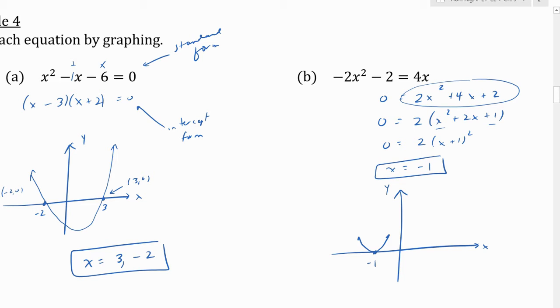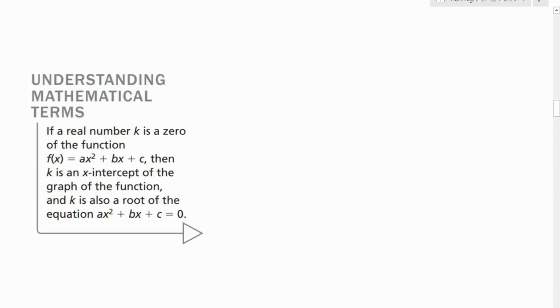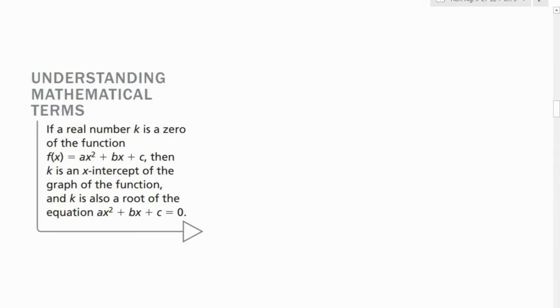So really, I didn't have to graph, but the book is just trying to get across that, hey, had there been a graph sitting there, I could have just looked at it and found the x-intercepts, and those would have been the answers. Okay, so if a real number k is a 0 of this function, then k is an x-intercept of that function, and k is a root. Pretty much they're just trying to get across the fact that a 0, an x-intercept, a root, we're all talking about the same stuff. It just depends on how the question is asked.